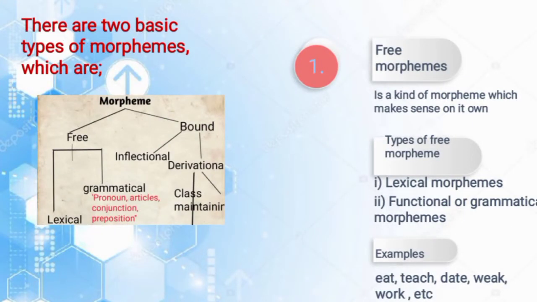Let's explain some types of morphemes. We have free morphemes. It's a kind of morpheme which makes sense on its own. Types of free morphemes. 1. Lexical morphemes. 2. Functional or grammatical morphemes. Then, some examples are eat, teach, date, week, work, and more.